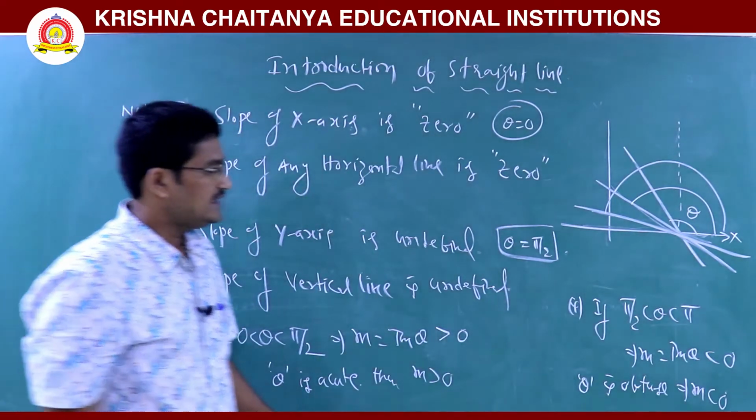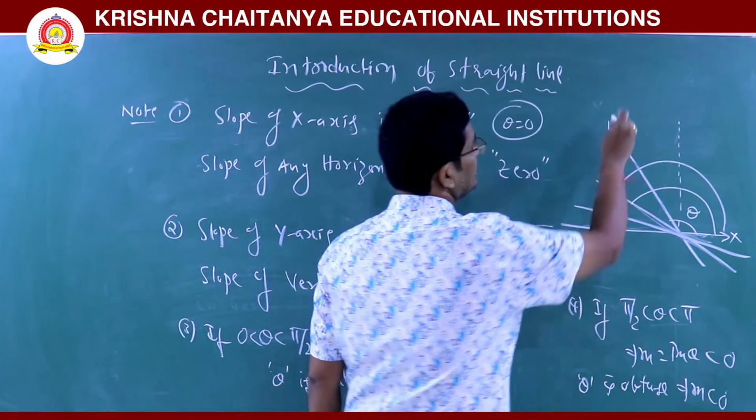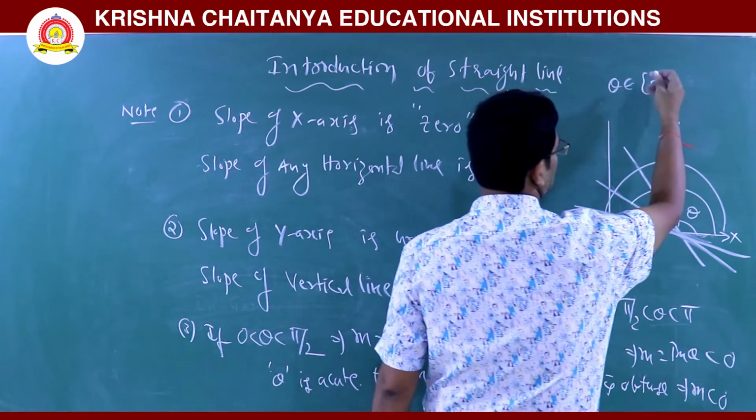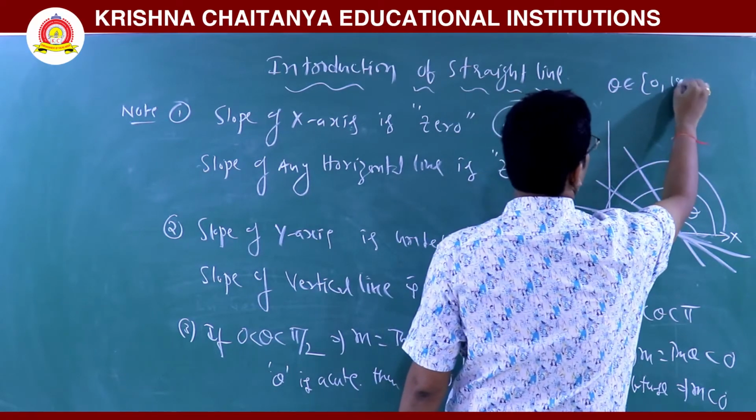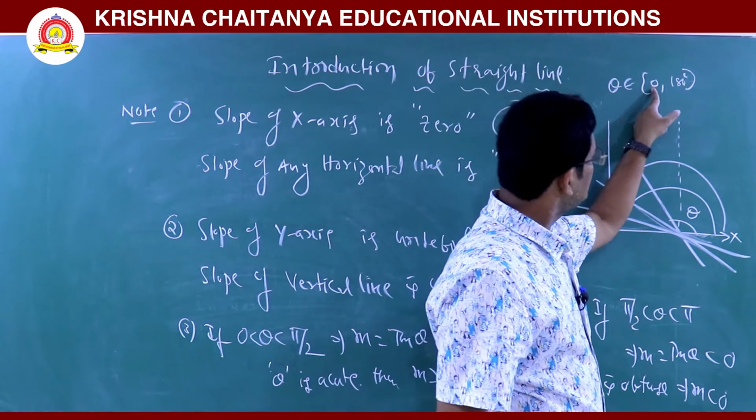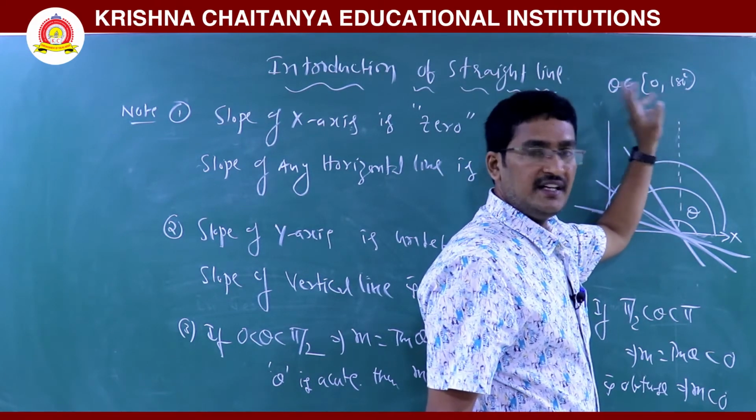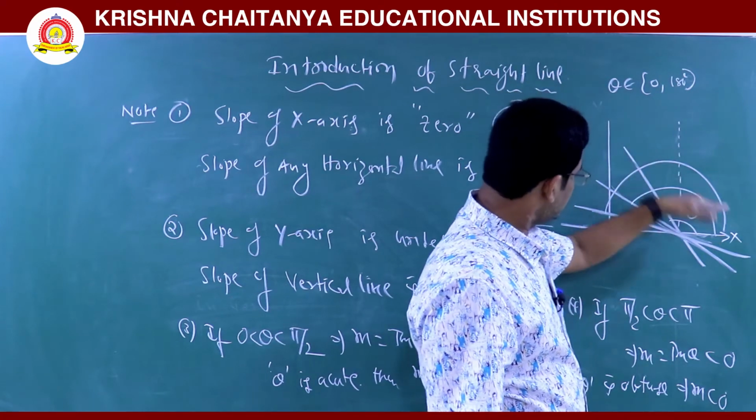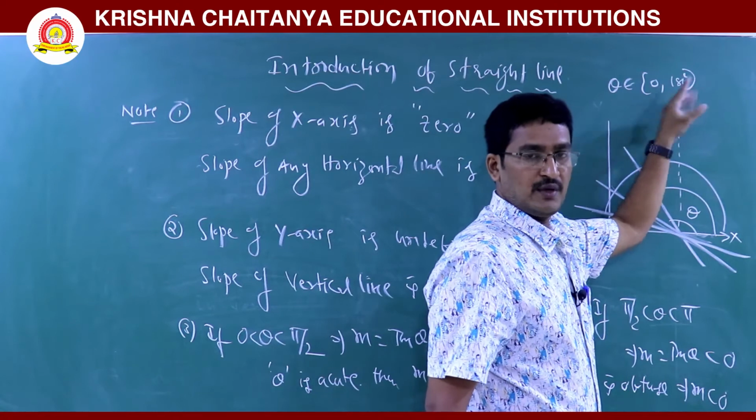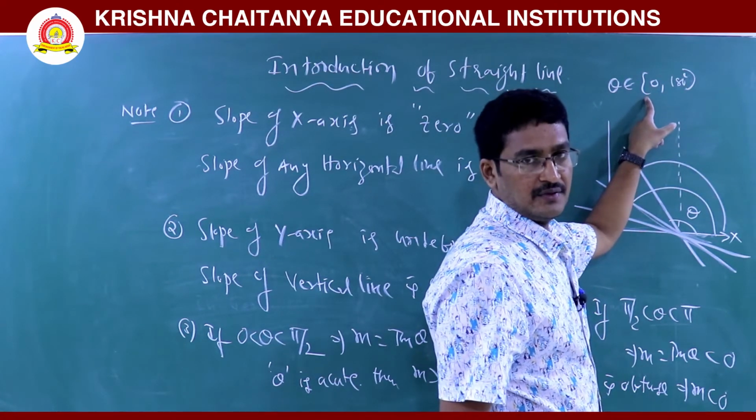This is the range of theta. Theta is always the inclination of the line. The range of theta is 0 to 180, closed at 0 and open at 180. That means theta always lies between 0 and 180, but theta is not equal to 180. If theta is equal to 180, then the line is coincident with the x-axis. So we have to put an open bracket here. 180 is not considered there, but 0 we have to consider, so a closed interval at 0.